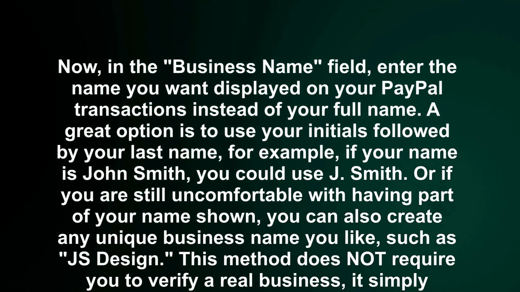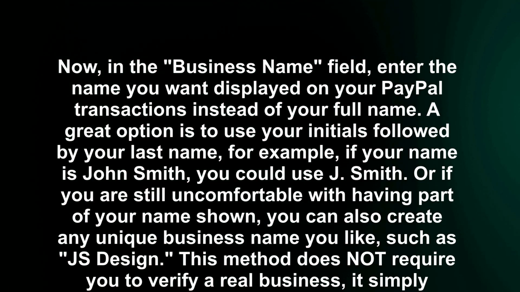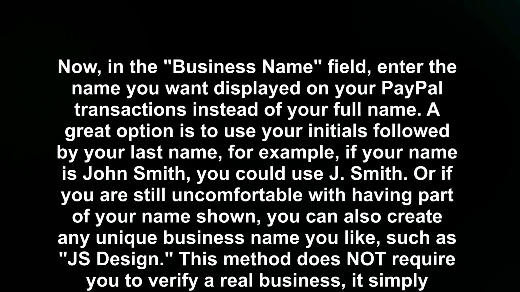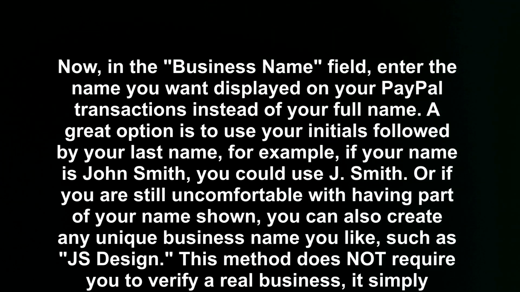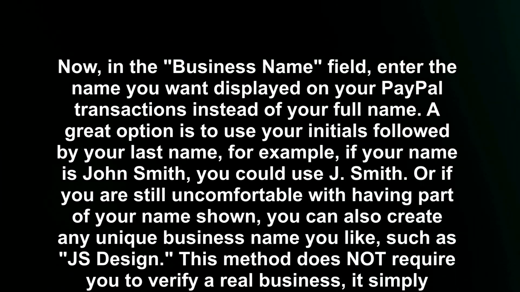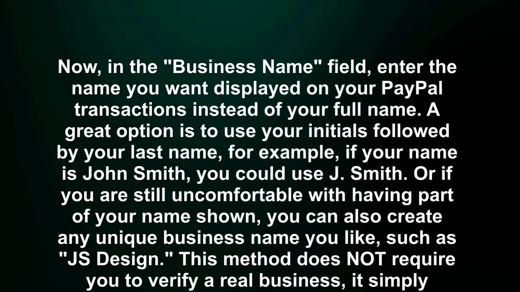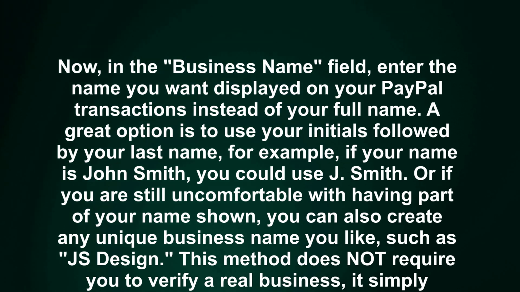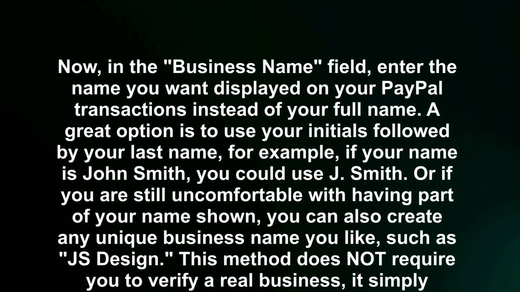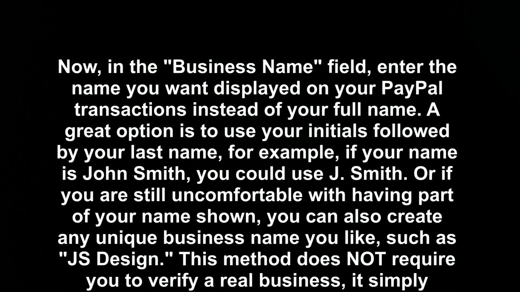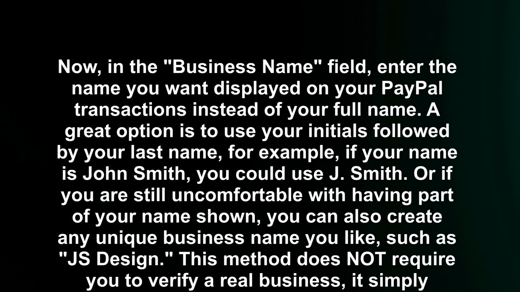A great option is to use your initials followed by your last name. For example, if your name is John Smith, you could use J. Smith. Or if you are still uncomfortable with having part of your name shown, you can also create any unique business name you like, such as JS Design. This method does not require you to verify a real business. It simply changes what appears on your transactions.